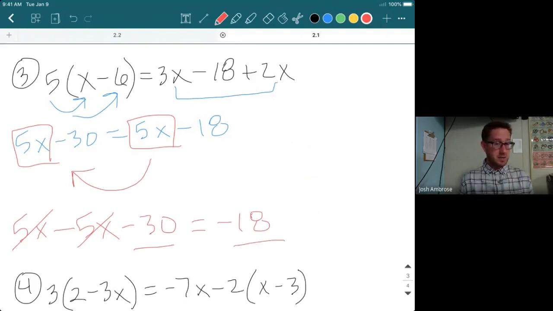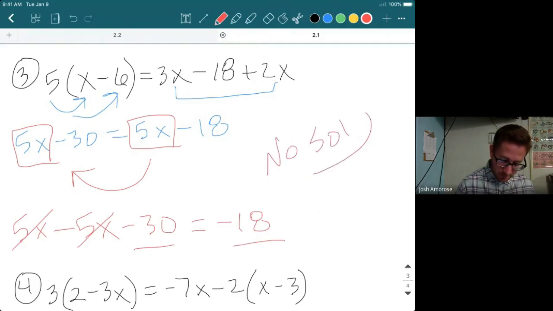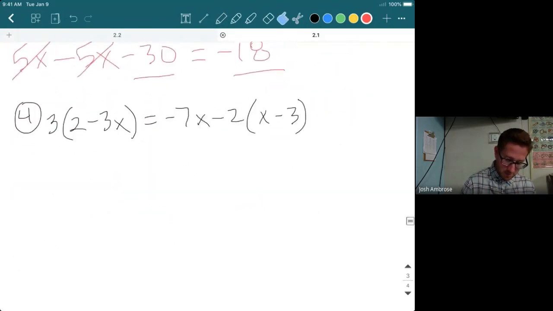That's not a true statement. Negative 30 does not equal negative 18. They are not the same number. Therefore, we are looking at a no solution for our answer here, okay? So that's what that would look like. Let's take a look now at number 4.